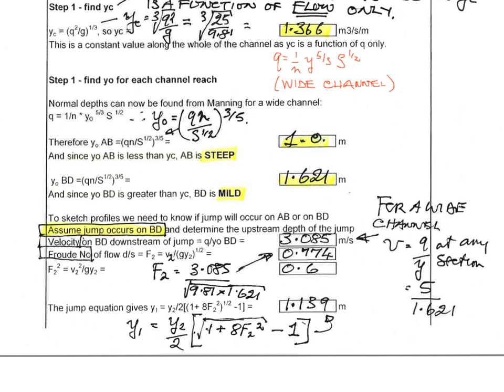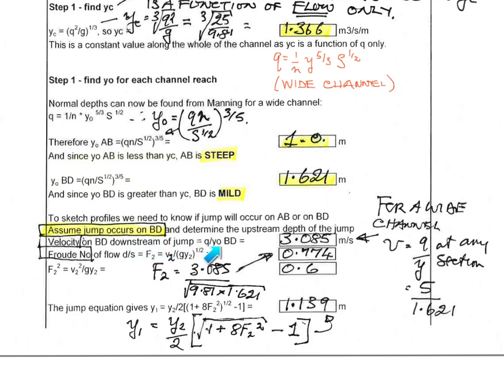Now the jump equation, which in fact is given in our exam formula sheet, can be swapped around so that the depth we want could be the depth before, in which case everything on the right hand side has the subscript 2 conditions on the downstream side, or if it was y2 we wanted to find, we'd put y2 here and then everything here would be y1. Well, in this case, as we said, it's y1 we want to find. y2 is the normal depth on BD, so we know what that is. We need to calculate the Froude number of the flow downstream, and then we can find out what y1 is.